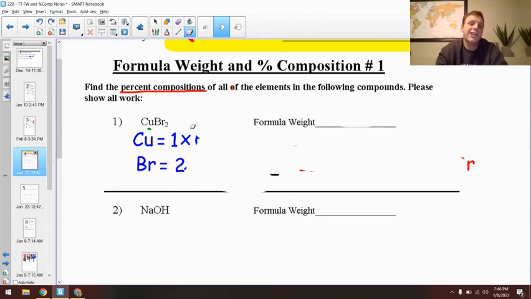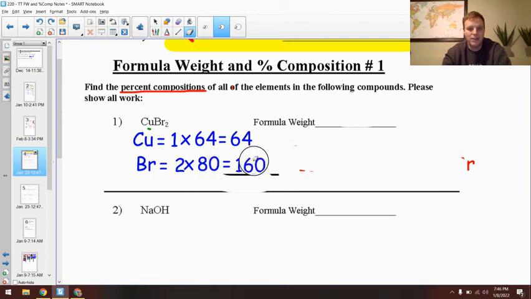Every copper rounded to the closest whole number comes out to have a mass of 64. So we have an elemental mass of 64 for coppers. The bromines come out to be an 80. It's like 79.9 something. We're just going to call that 80. So 2 bromine atoms times their 80 gives us an element mass of 160. You add those 2 up, and there's your formula weight.